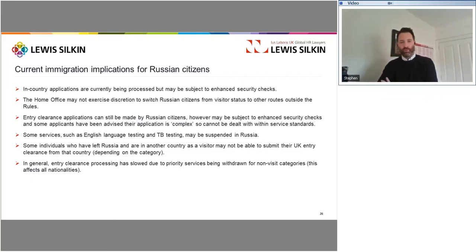In general, entry clearance processing has slowed due to priority services being withdrawn for non-visit categories, and this affects all nationalities. It's something you need to build into your recruitment generally, just to manage expectations that these applications in general are taking 3 to 4 weeks from the date of the appointment.